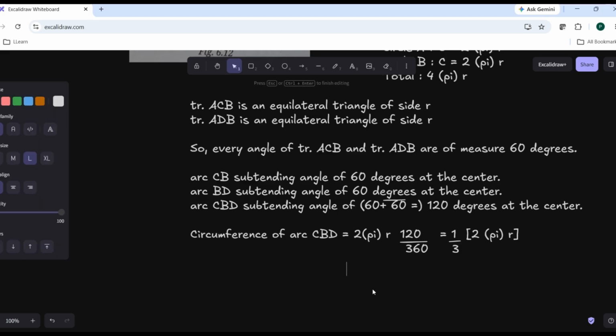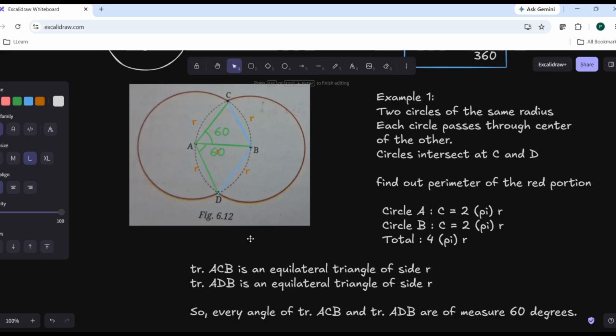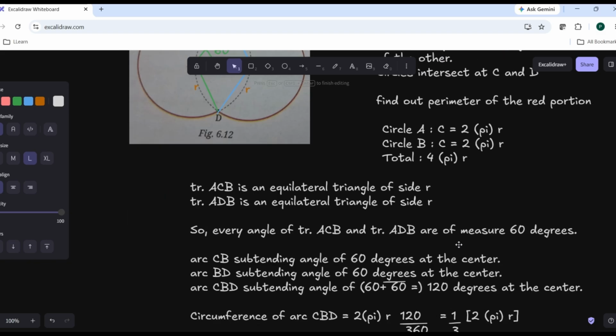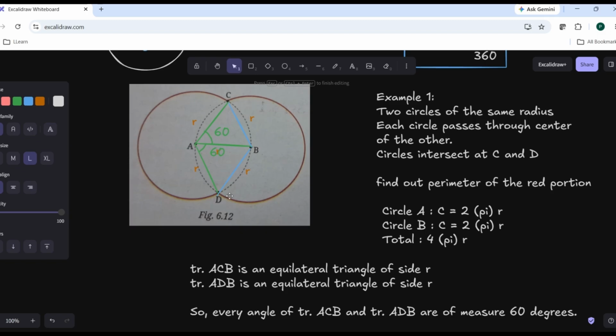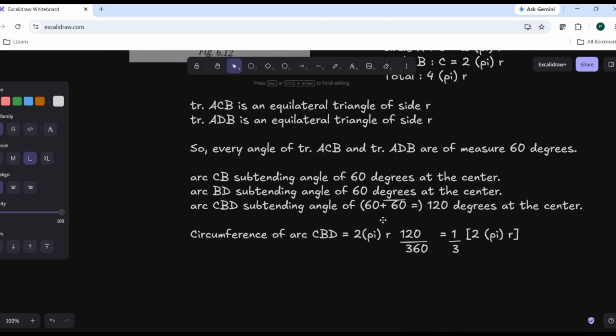So now what we found is CBD is 1/3 of the circumference. 2 pi r is the circumference of the circle. So CBD is 1/3 of this circumference. Similarly, for circle B also, we can find out that CAD is 1/3 of the circumference of the circle, right? So now we have to exclude. If CBD makes 1/3 of the circumference, then this other, bigger side CD, the highlighted portion, how much will it make? That is 2 by 3, right?